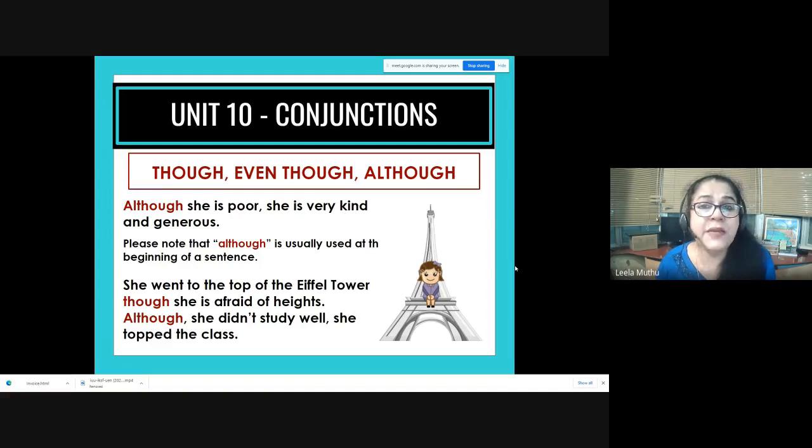Although she didn't study well, as a statement, you put a comma and add the next statement. She topped the class. So, although she didn't study well, comma, she topped the class. Because of the conjunction although, two sentences have been made into one by putting a comma between the two sentences. You see what I mean?